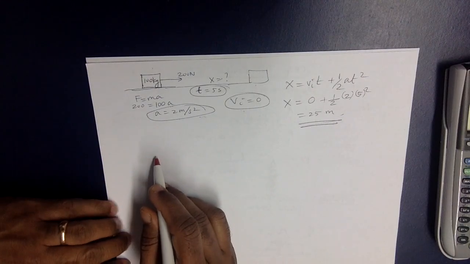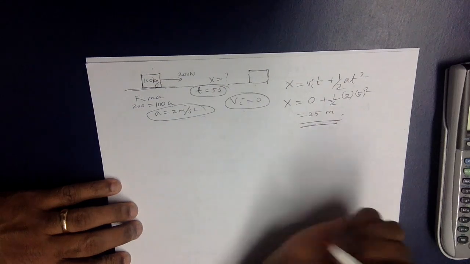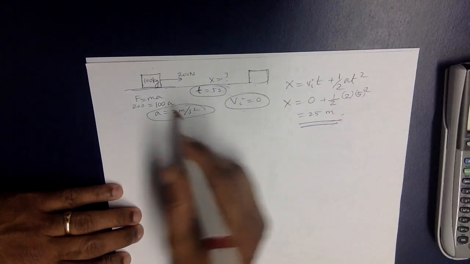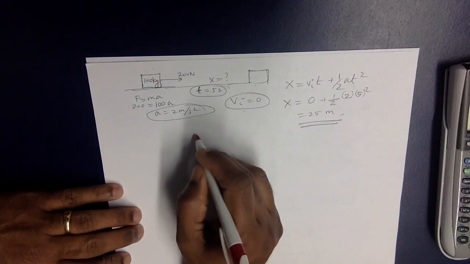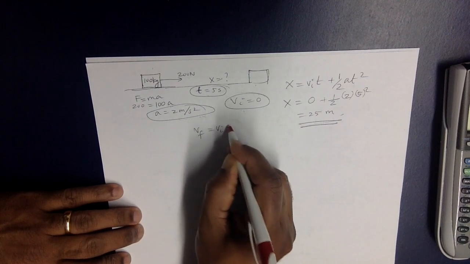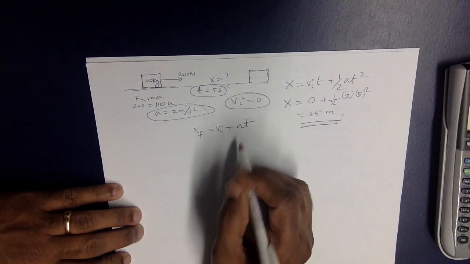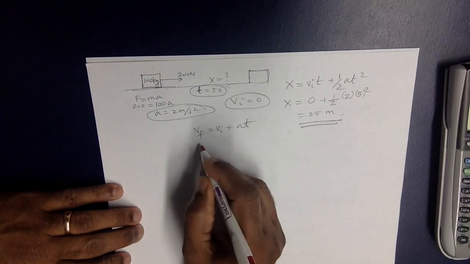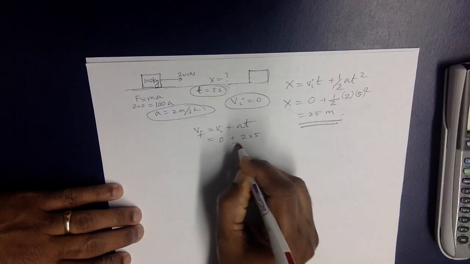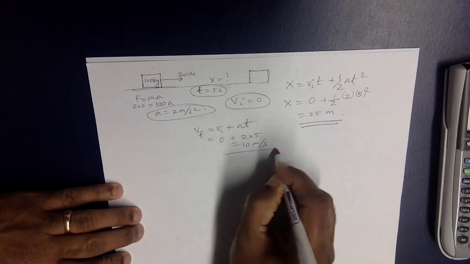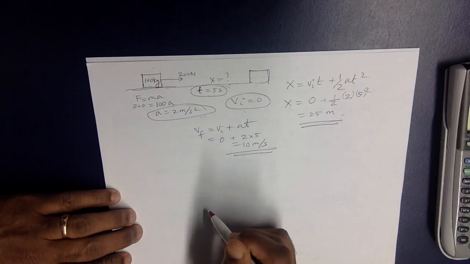Hope that is clear. Now, how fast is it going at the end of this period of time? You can again use the equations of motion because you know the acceleration is 2. So we can find out the final velocity by using vf = vi + at. So how fast is it going? 0 plus 2 times 5, which is 10 meters per second. So it's going at 10 meters per second at the end of the 5 seconds.